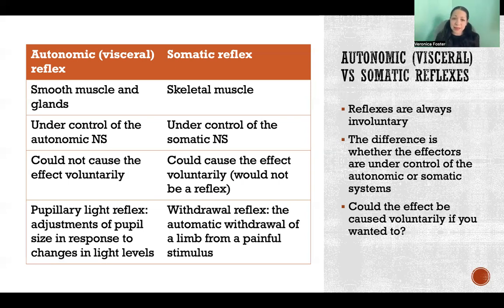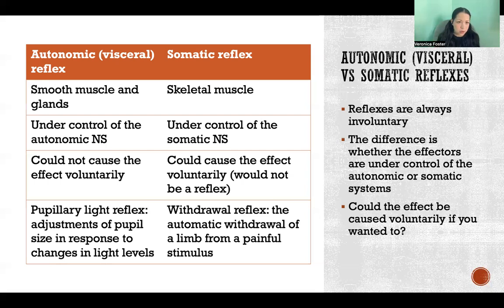An example of a somatic reflex would be a withdrawal reflex. So if I touch a hot stove, I'm going to immediately draw back reflexively. That's the withdrawal reflex, so automatic withdrawal of a limb from a painful stimulus. So it's involuntary, but it's a somatic reflex because I used skeletal muscle, which is normally under somatic control, to execute that reflex.